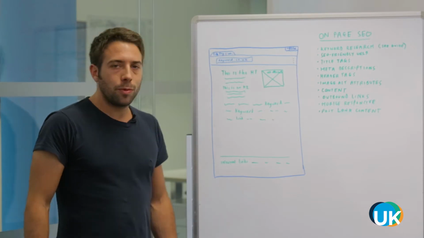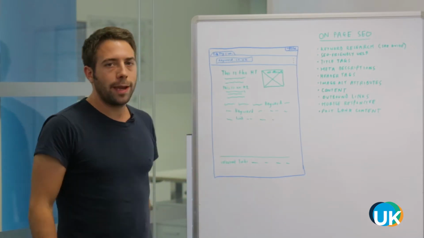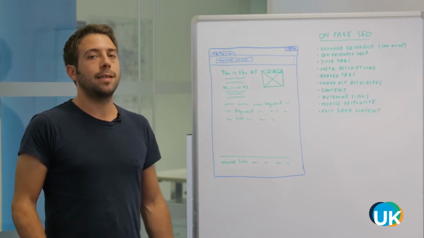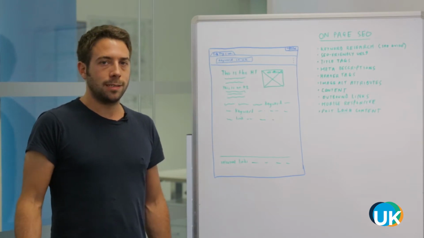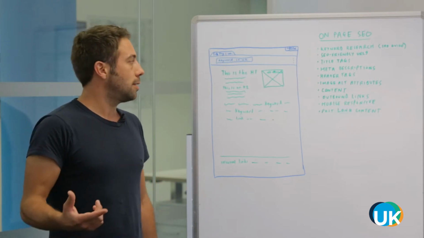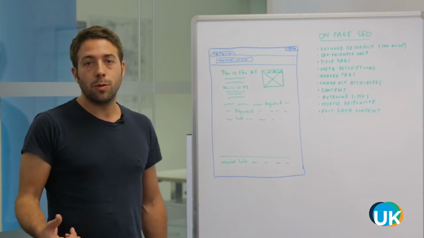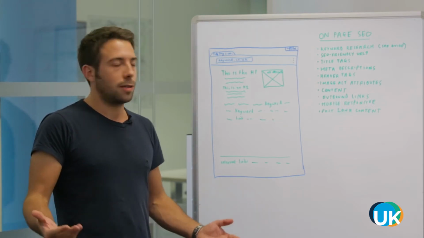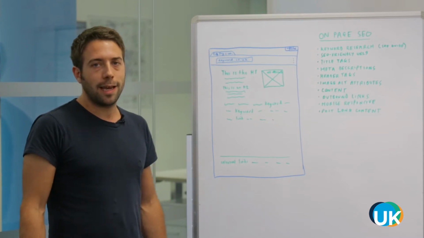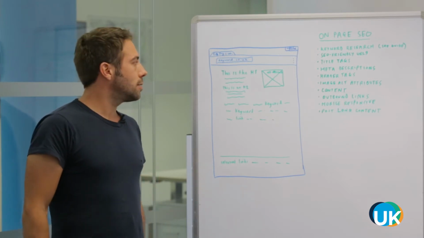The image alt attributes, so every image on the page should have an alt attribute. It's basically a little description of each of the images. That'll appear if the image doesn't load, but Google also uses those to understand what the image is about, because obviously Google can't see the image. So including your keywords in there, again, is going to reinforce the relevance.